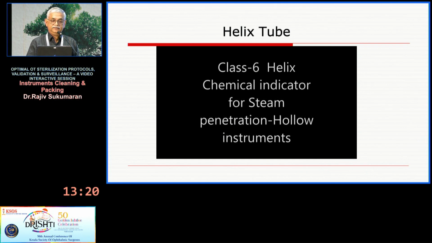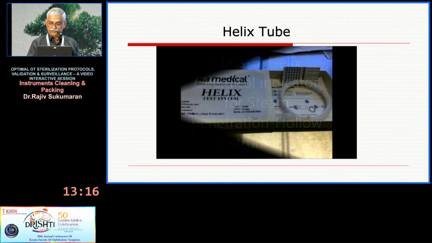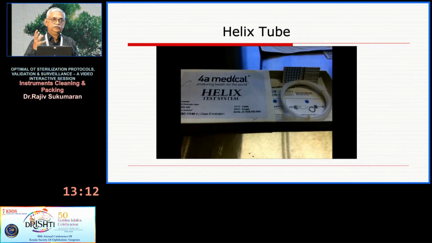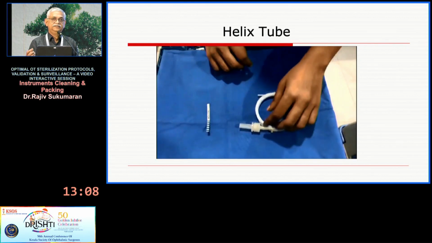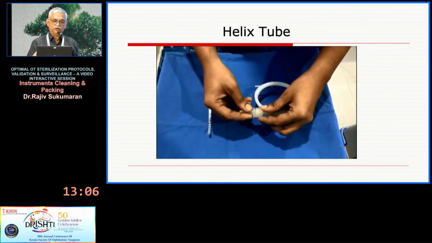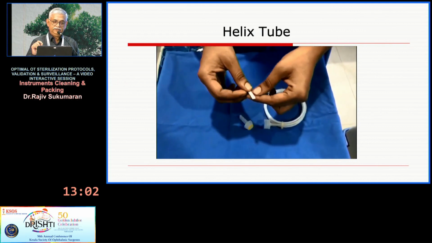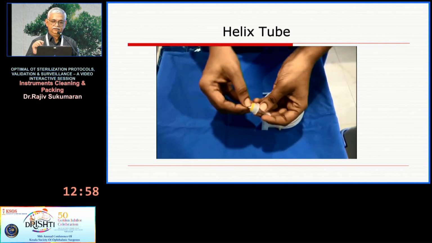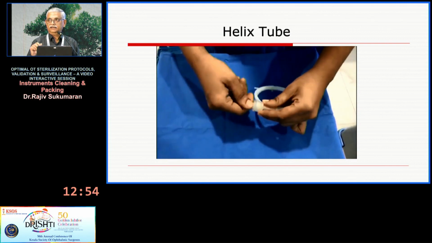And a class 6 indicator can be used in the helix tube. This helix tube is to check the vacuum of your autoclave. This is a tube which is about 1.5 meters long with a 1.5 diameter inner lumen. The indicator is placed in the end of it and it's sealed airtight.